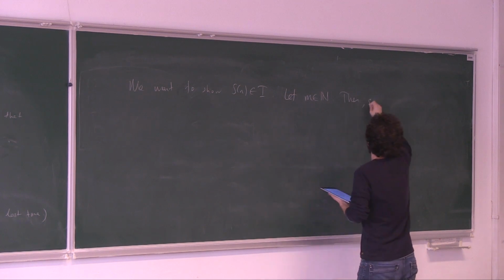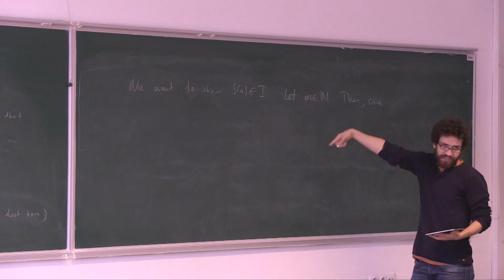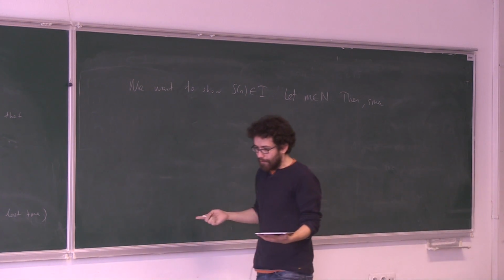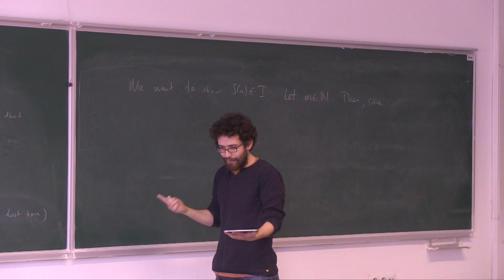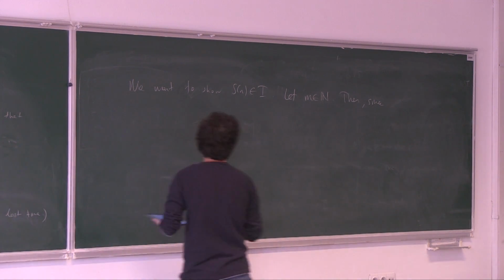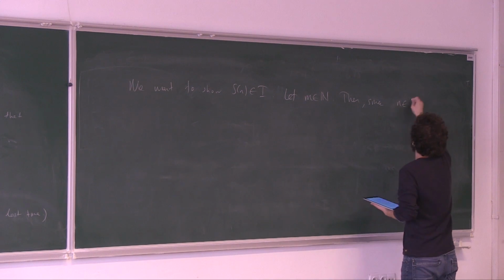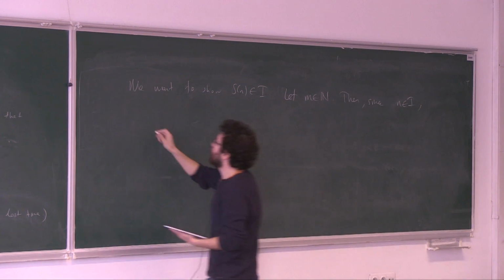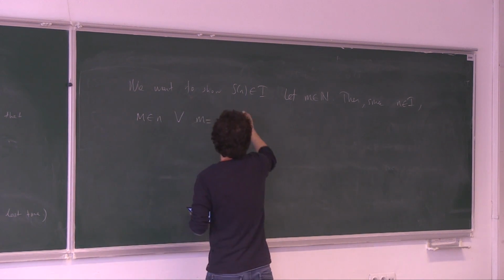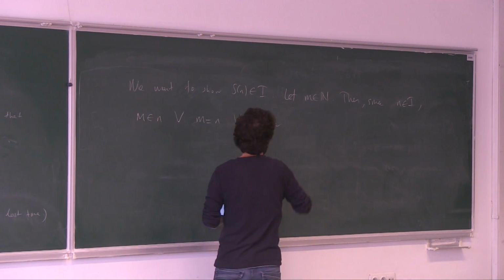Then take any natural number. What do we know? Let's try to write down what we know. Because you can't prove something from nothing, you have to know something. And over here, we assumed something, we know something. n is an I. So let's use that fact. Since n is an I, this happens, or this happens, or this happens.